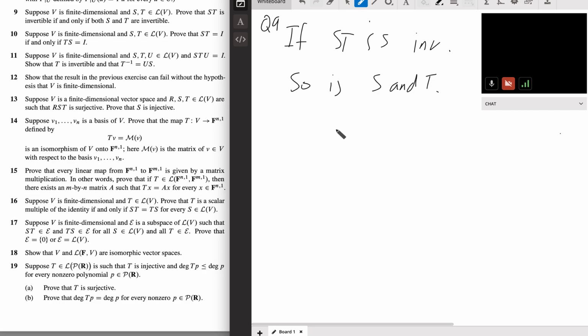What you have here is you want to show S and T are invertible. I think let's go with thinking about the range and the kernel of S composed with T, because the composition is also in the operator space of V, or whatever it's called, right? That means that S and T must have surjectivity and injectivity.